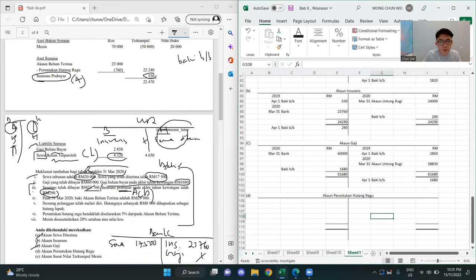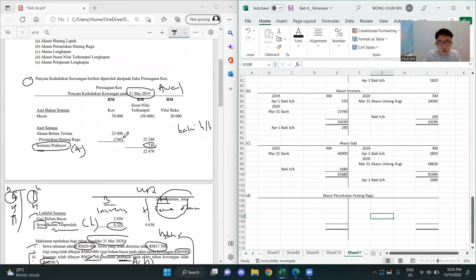Okay, so you check, do you have PHR at the beginning of the year? 760, is it? So, and PHR is always on the credit side. The baki BB must be on the credit side. So, here, 2019, Ringgit Malaysia. So, April 1, baki BB of 530. Eh, sorry, this is your PHR. 760. So you put 760 first.